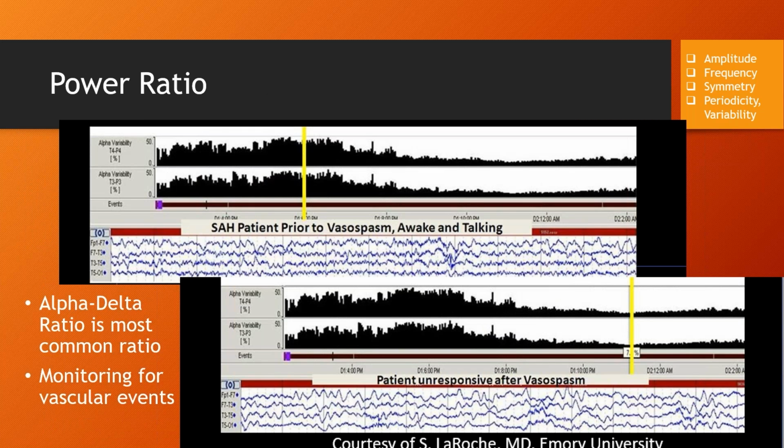Now, a closely related cousin of the alpha delta ratio is the alpha variability trend. They show very much the same thing. I'd like to show this one because what you see is the yellow cursor there is on the area where we have a lot of alpha variability. So we have a high alpha ratio. And in the second window, what we see is the cursor is placed where we have very low alpha variability or low alpha ratio.